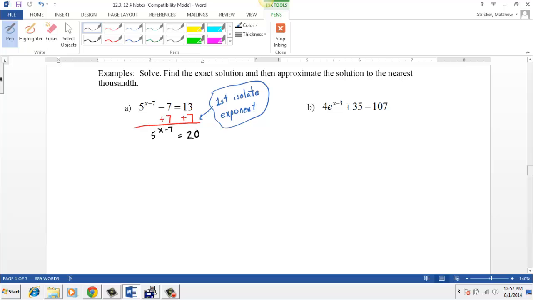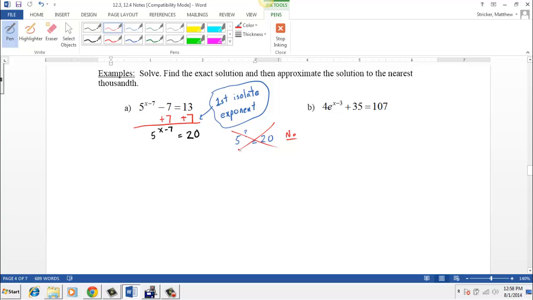Now in this example, notice that the left side has an exponent with base 5. Can I take 5 to some power and have it be equal to 20? Of course, we know the answer to that is no. We can't do that. So we're going to have to use a different approach.